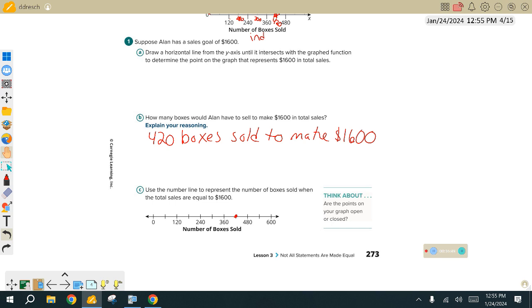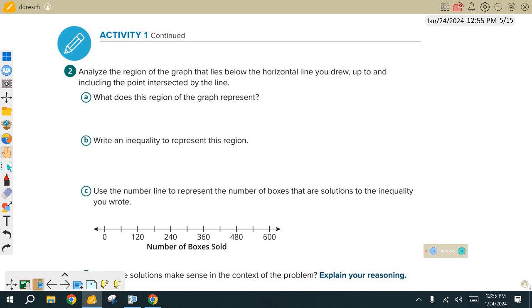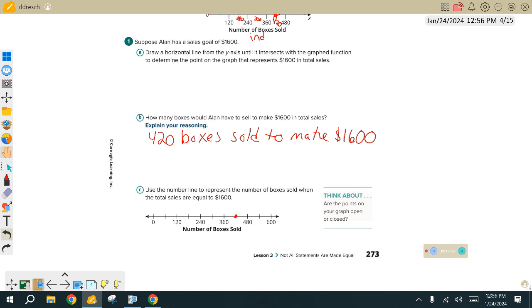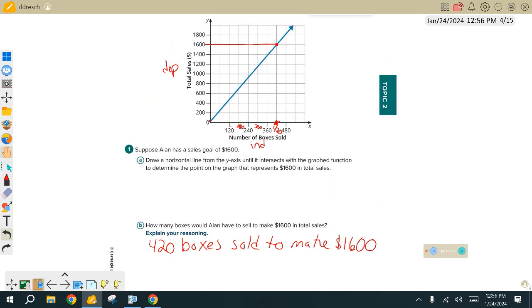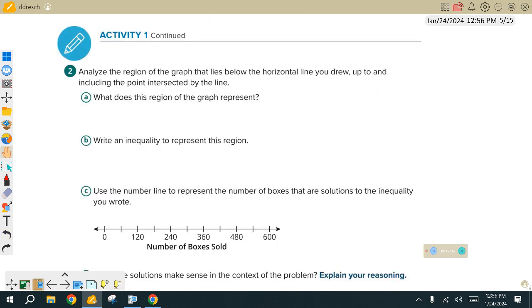Let's throw in some inequality words. So far, all we've done here is an equal sign. Now, on the next page, it says, what part of the graph represents the line below the horizontal line? Okay? So we're talking about the part below the horizontal line. So I flip this back. That's the x. So, yep, below the horizontal line. We're talking if you sold less than 420 boxes.